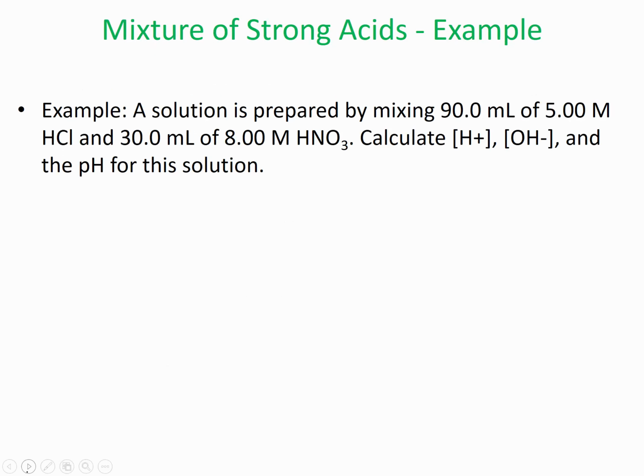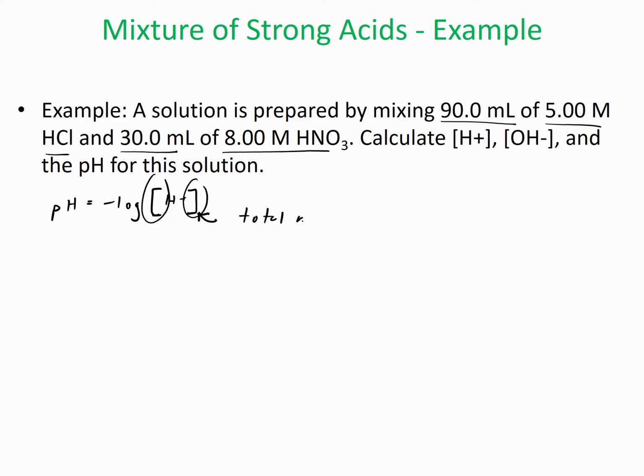So here we have a mixture of acids. We have 90 milliliters of 5 molar HCl, and this is mixed with 30 milliliters of 8 molar nitric acid. Like I was explaining in the beginning, pH is going to be the concentration of H plus. What do these brackets mean? It means the concentration, so we need our total moles of H plus over the total volume.